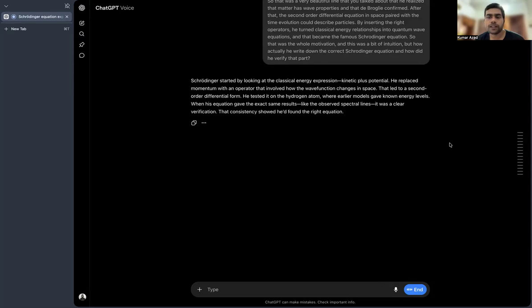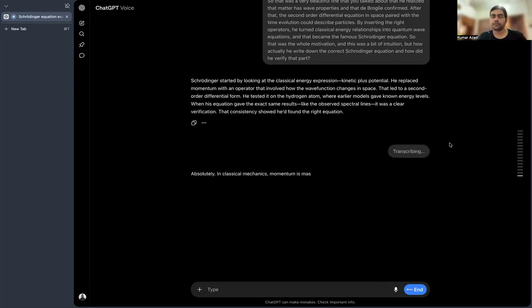So he was looking at the classical energy expression, kinetic plus potential. He replaced momentum with an operator that involves how the wave function changes in space. This led to the second order differential form. He tested it on the hydrogen atom, where earlier models gave known energy levels. When his equation gave the exact same results, like the observed spectral lines, it was a clear verification. But that was good, he replaced momentum with an operator that involved how the wave function changes in space. Can you support this line?